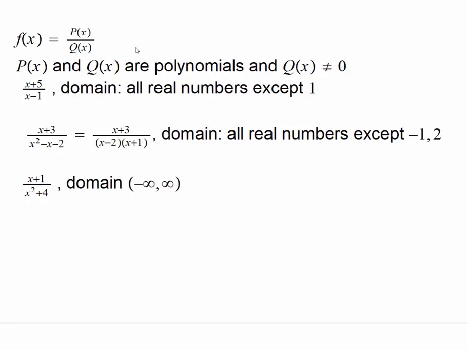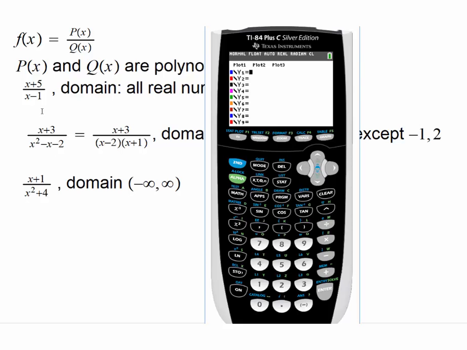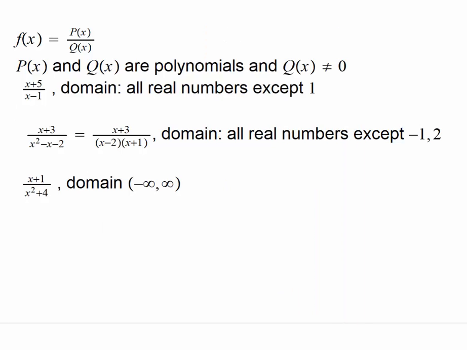So let us continue our study of rational functions. A rational function again is a polynomial divided by a non-zero polynomial, such as (x + 5)/(x − 1). Since the denominator is 0 at x = 1, x = 1 cannot be in the domain. So let's look at the graph of this function here.